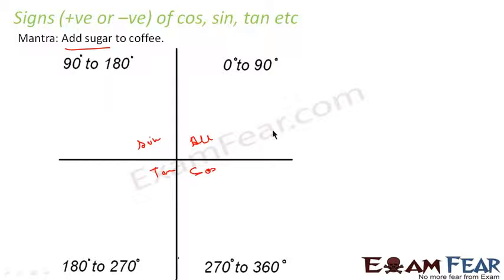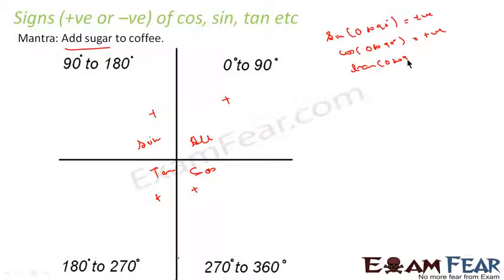So if theta is between 0 and 90, any kind of theta is positive. All are positive, I'm saying. So I'm talking about sine of theta from 0 to 90 degrees: any value will give you positive. Similarly, cos of theta from 0 to 90 degrees will also give you positive, and tan of theta from 0 to 90 degrees will also give you positive.